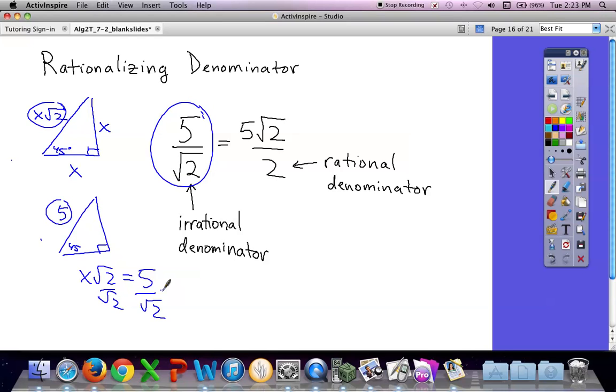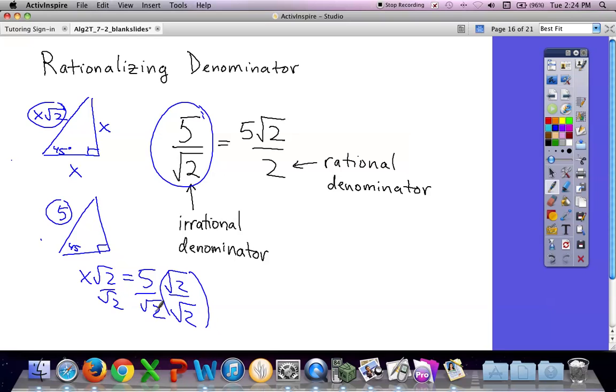Right. So notice the pattern here, right? When I rationalize the denominator, I multiply by the denominator divided by itself. Because what is anything divided by itself? It's 1. So essentially what we're doing here is multiplying times 1. And that doesn't change the value of anything. But it will change the form.